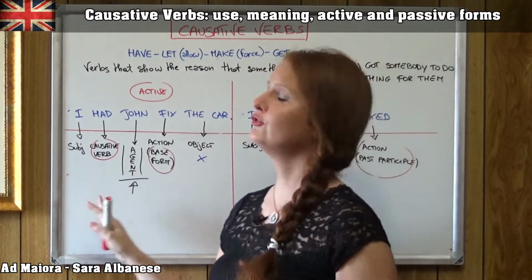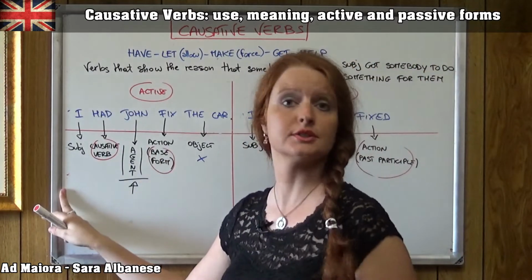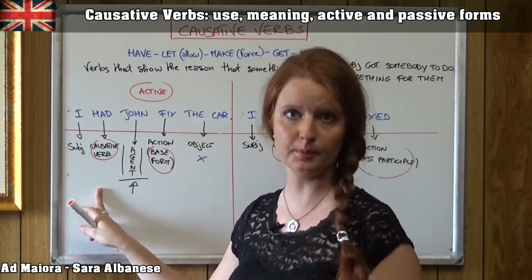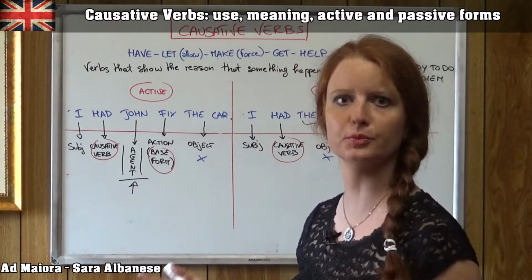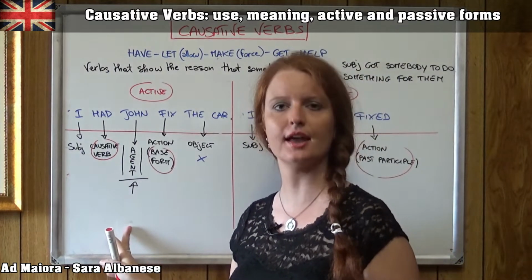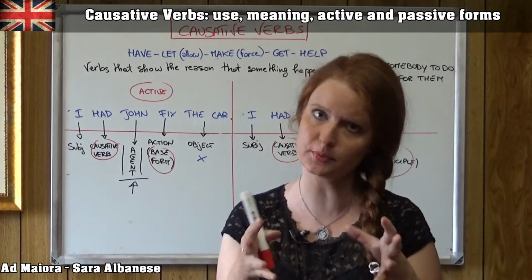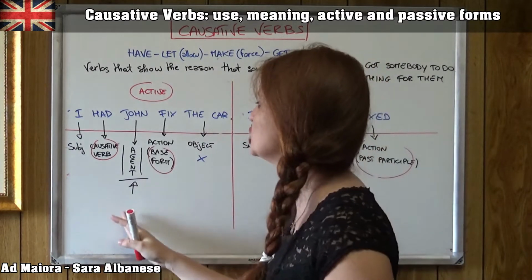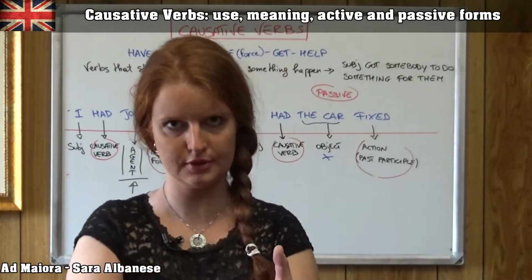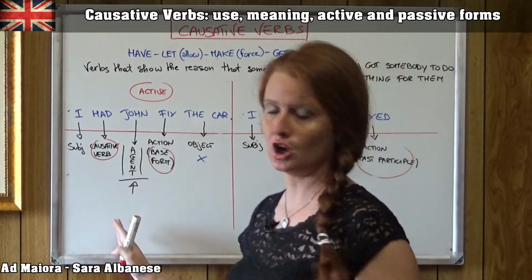So let's see the form in detail. So first of all, we got the subject, obviously I in this case, then we have the causative verb, this is have, in this case it's simple past, could be any form. Then we have the agent. Okay, the agent, which is the person who is going to actually perform the action I'm asking him to do. And so the agent is John in this case.